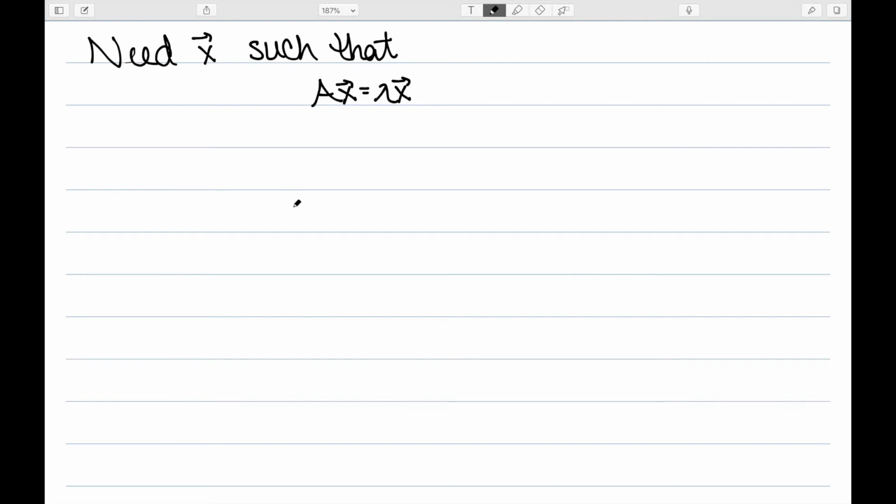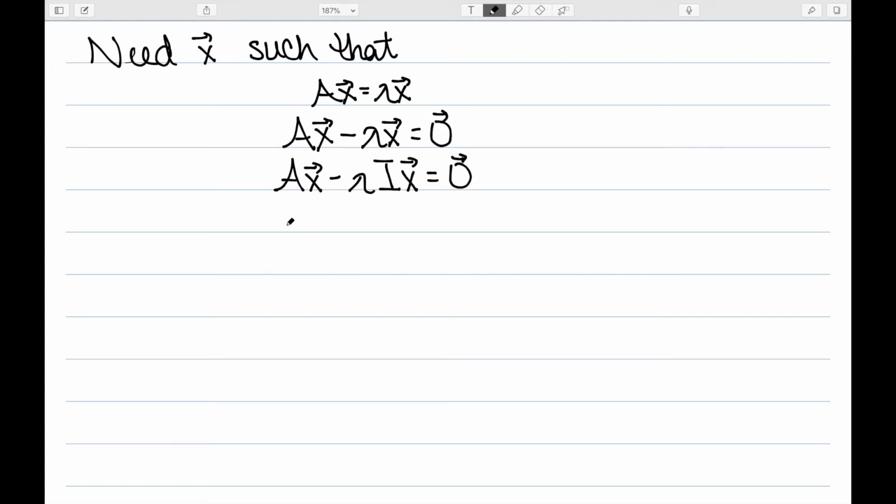Now that we know how to determine if a given vector is an eigenvector, how do we find an eigenvector? We need a value of x such that Ax is equal to lambda x. Well, I'm going to rewrite this as Ax minus lambda x equal to 0. I then want to write Ax minus lambda Ix, where I is my identity matrix. It doesn't hurt anything, it doesn't change anything.